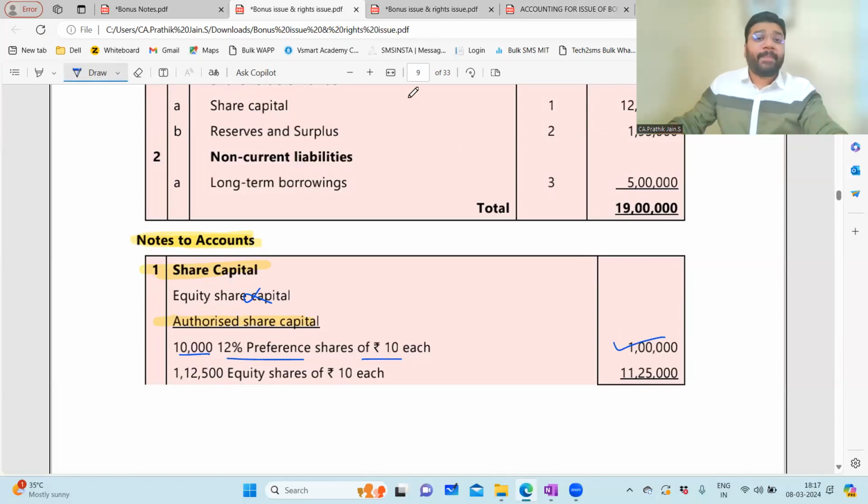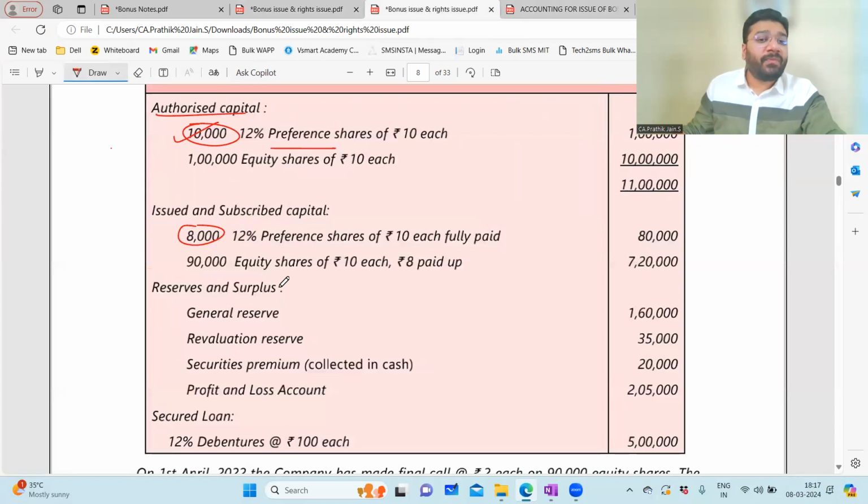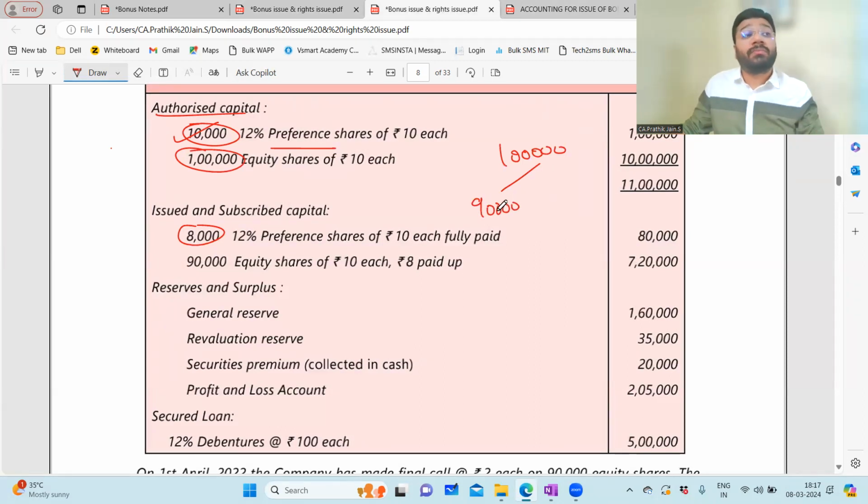But come to equity shares. How much is authorized? 1 lakh shares have been authorized. In that, how much did you already issue? 90,000 has already been issued and allotted. How much further can you issue? Only 10,000 equity shares. But how much did you go and issue? 22,500 shares have been further issued.